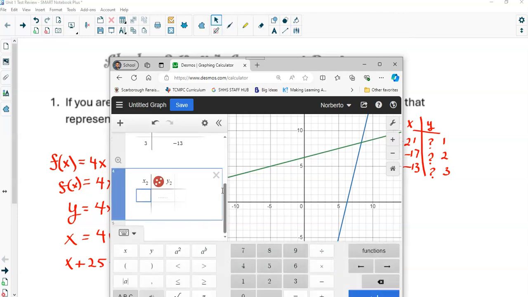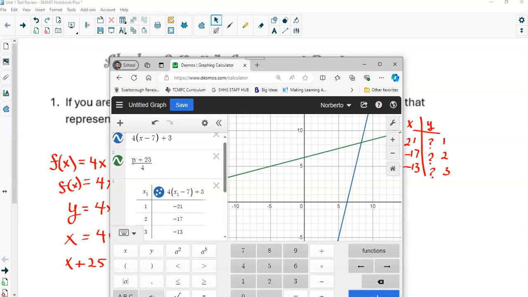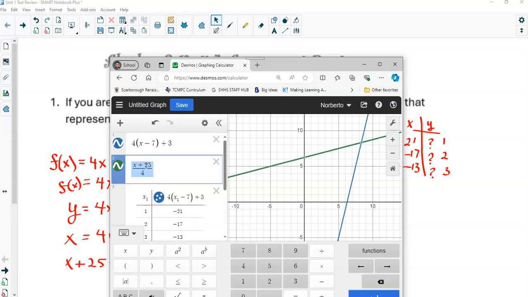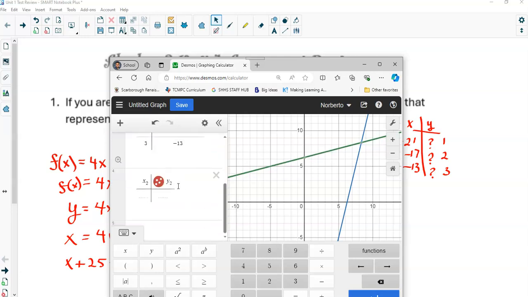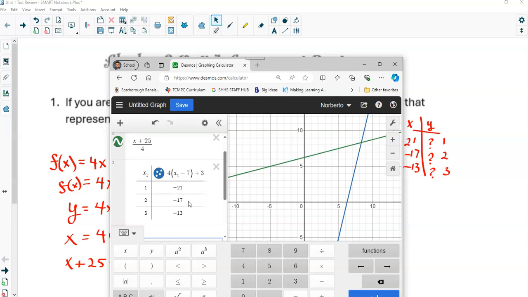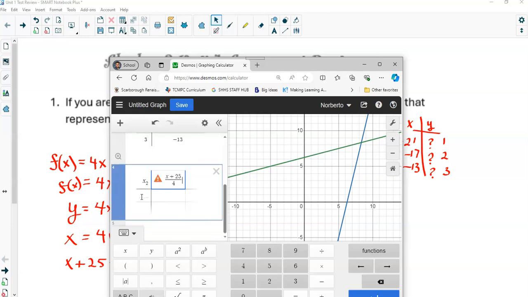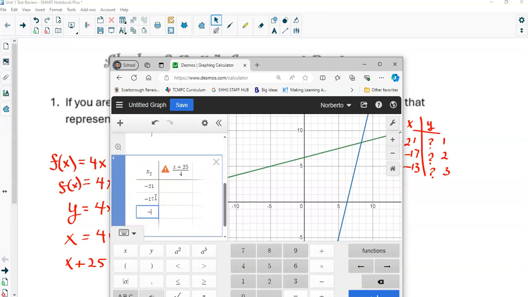And this time I'm going to use that second function, which is this one. I'm going to copy it. I'm going to paste it over here. And then put the outputs, negative 21, negative 17, negative 13. So negative 21, negative 17, negative 13. And then here, notice this is x sub 2.